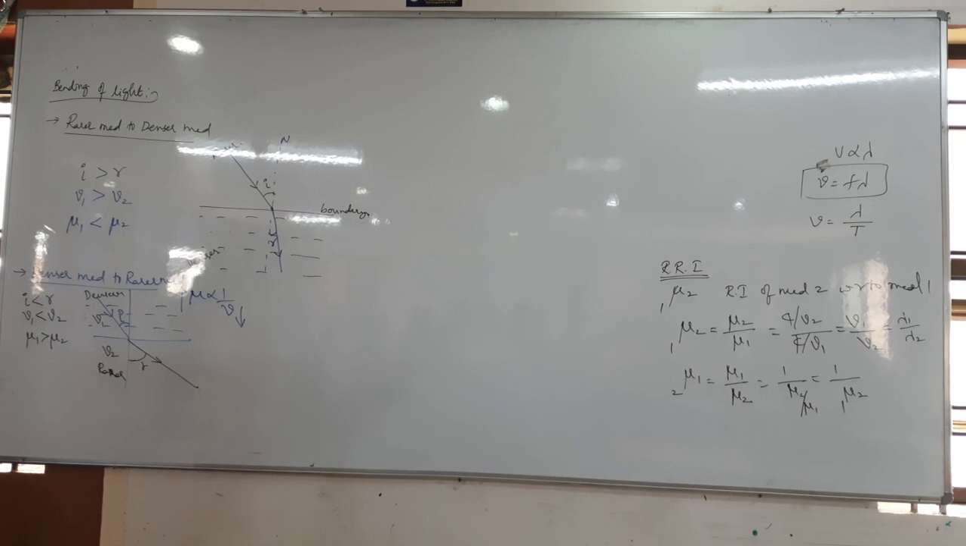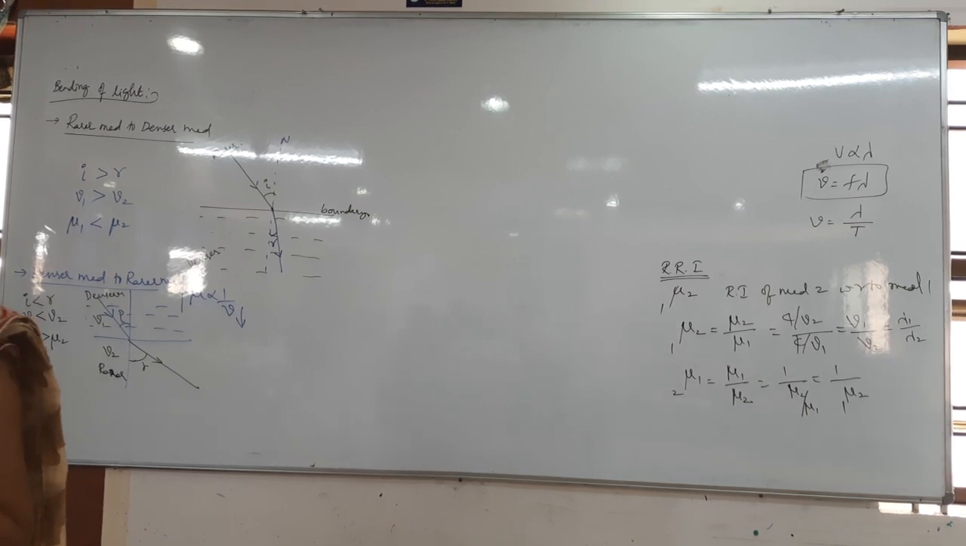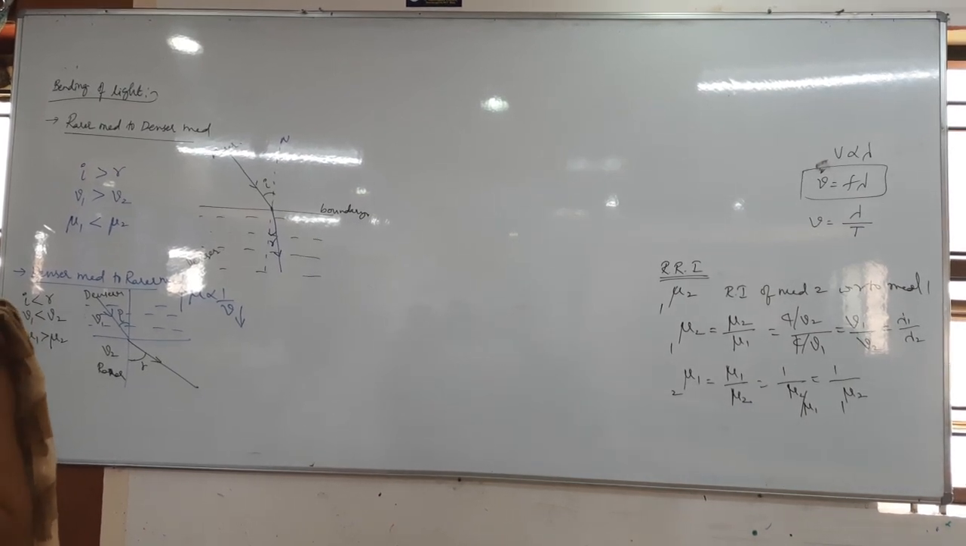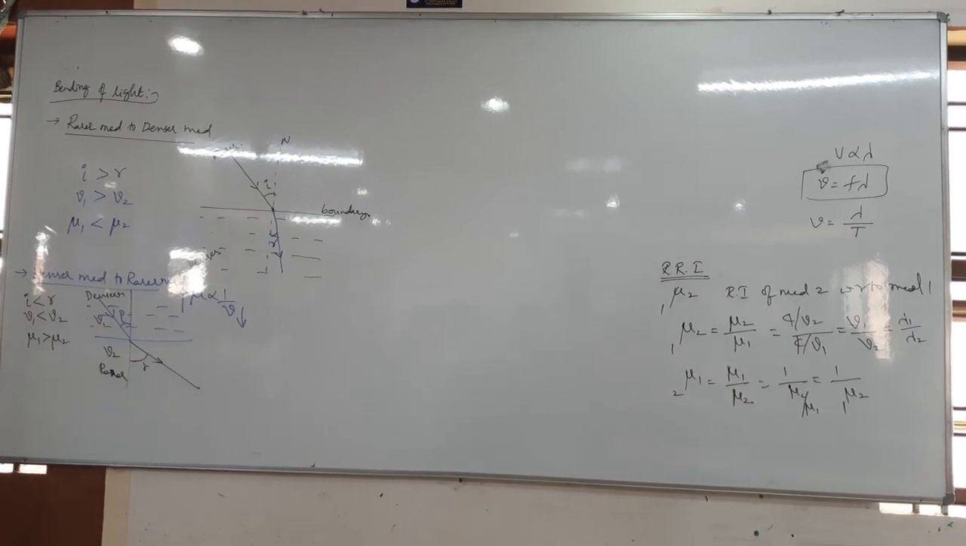Always remember that in the denser medium, the light will feel difficult to move, so it will bend towards the normal. In the rarer medium, it will move away from the normal. Clear? Copy that. Copy both the cases.